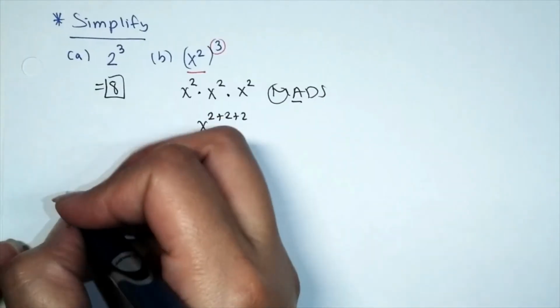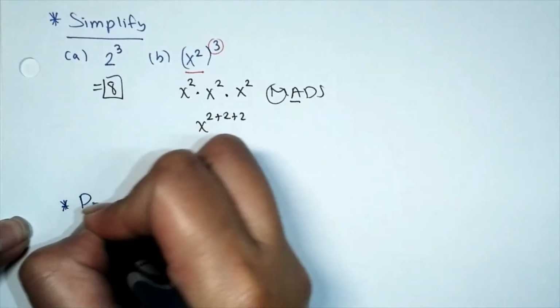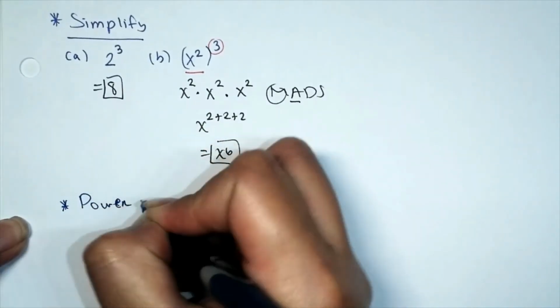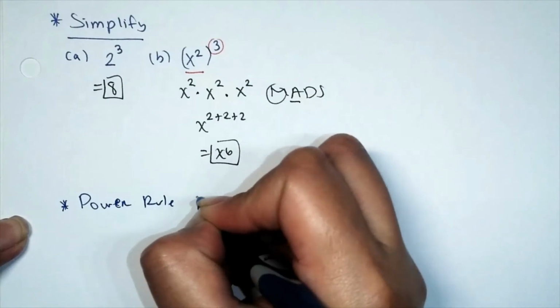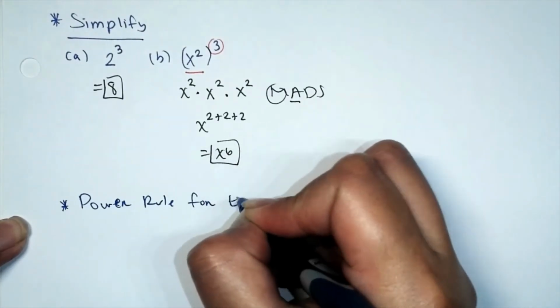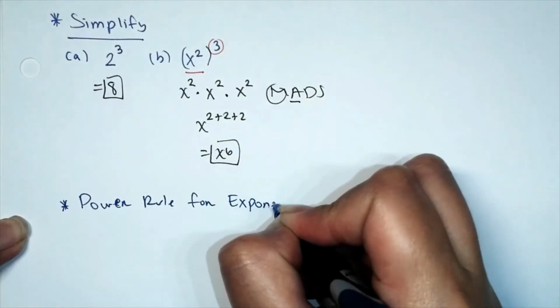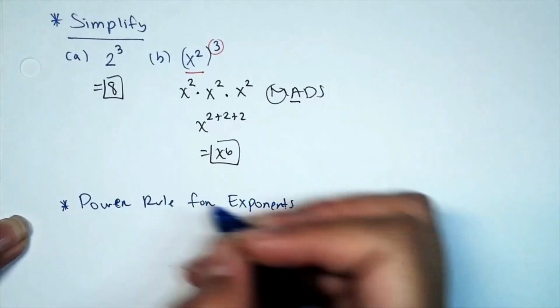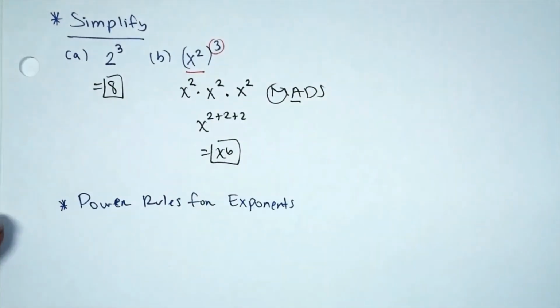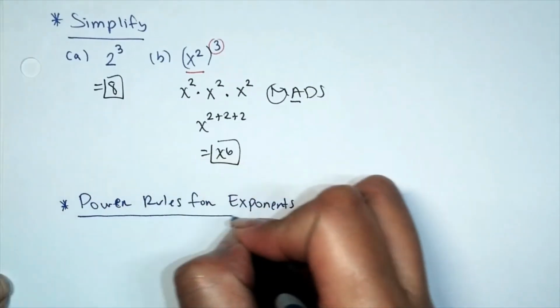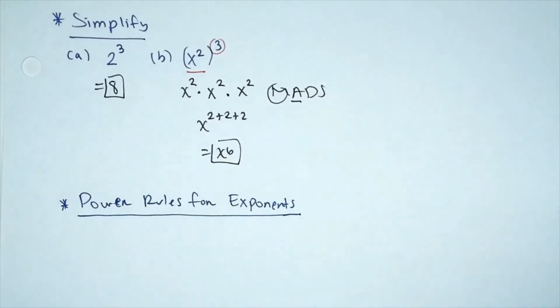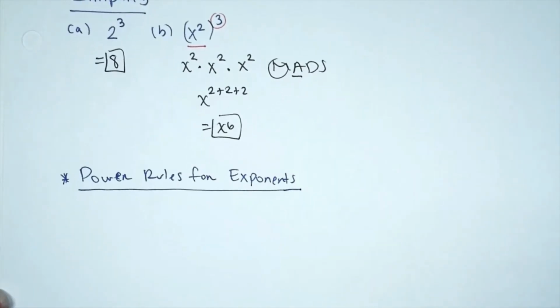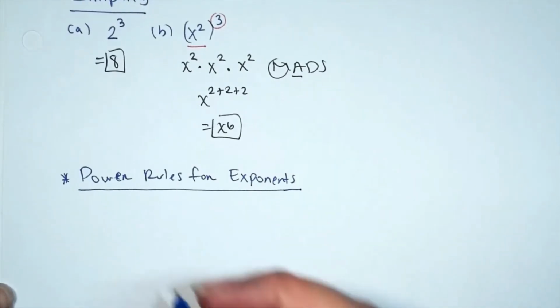Let me go ahead and write down power rules for exponents. Okay, we have the power rules for exponents. I'm going to write down 3, but to tell you the truth, you only have to remember the first. That's why I tell my students. The power rule for exponents goes like this.